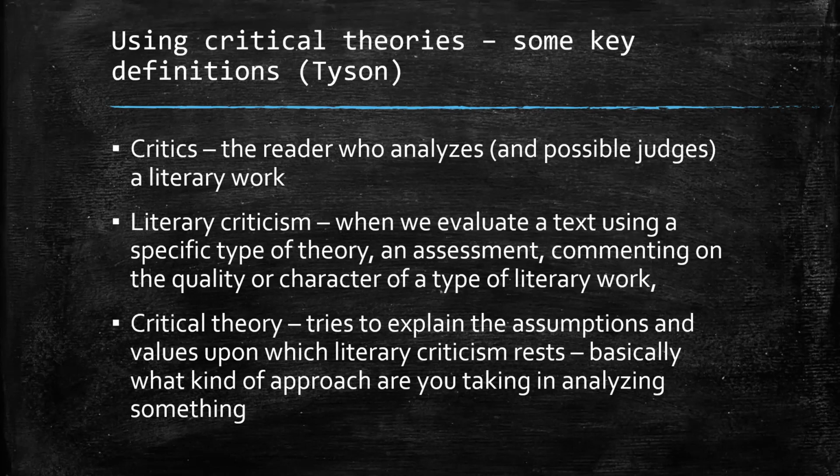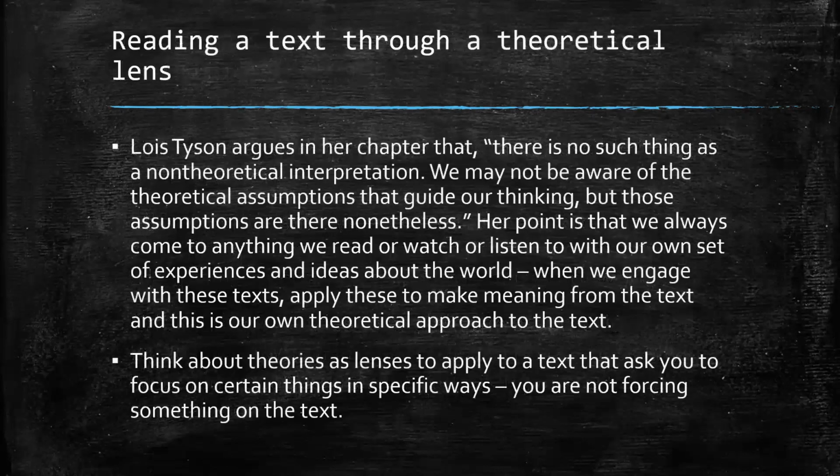Critical theory tries to explain the assumptions and values upon which literary criticism rests. Basically, what kind of approach are you taking when you analyze something? So I think these three key terms are really helpful in thinking about what is literary criticism and what does it mean to use critical theory. Reading a text through a theoretical lens is something that we are going to practice in this course. And Lois Tyson argues in her chapter that, quote, there is no such thing as a non-theoretical interpretation. We may not be aware of the theoretical assumptions that guide our thinking, but those assumptions are there nonetheless.